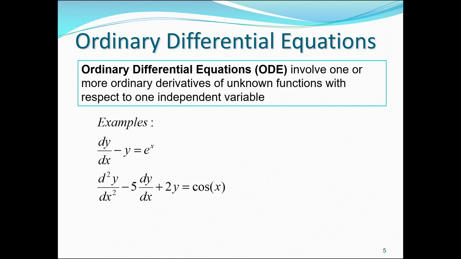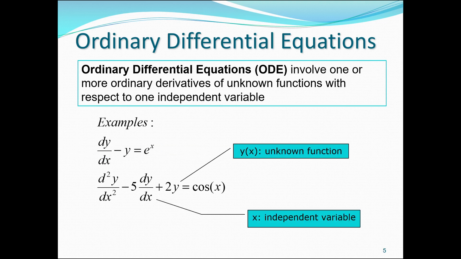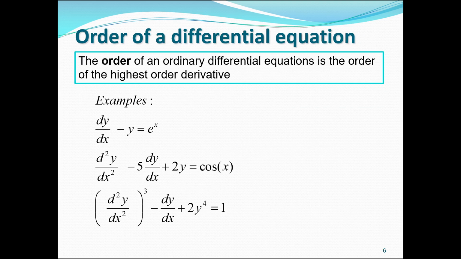Next, the definition. Ordinary differential equations. Here the differential equations involve one or more ordinary derivatives of unknown functions with respect to one independent variable. These are some examples: dy divided by dx minus y equal to e power x, and d squared y divided by dx squared minus 5 into dy by dx plus 2y equal to cos x. In the second equation, y of x is an unknown function and x is an independent variable.